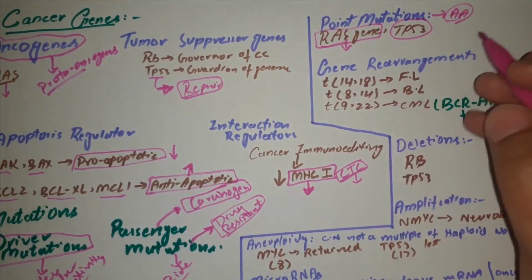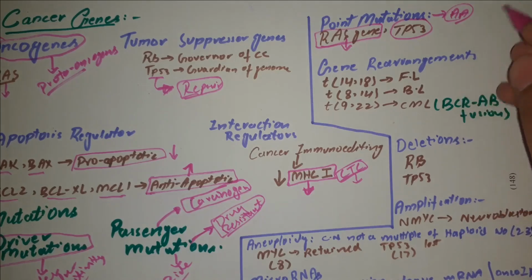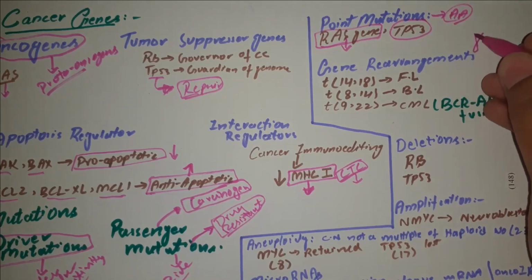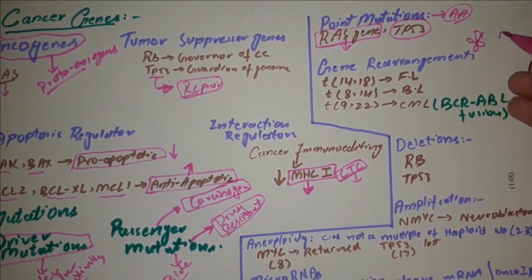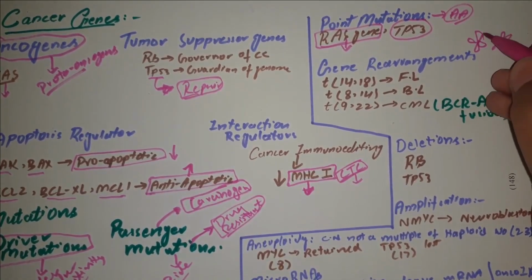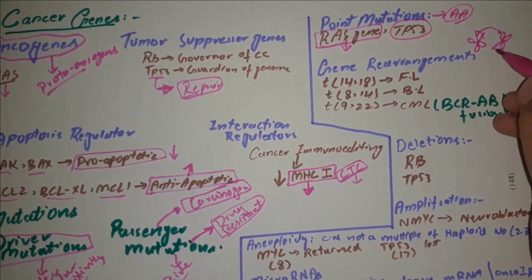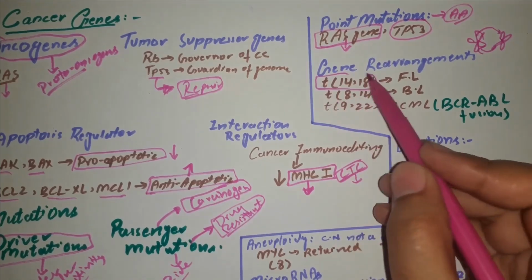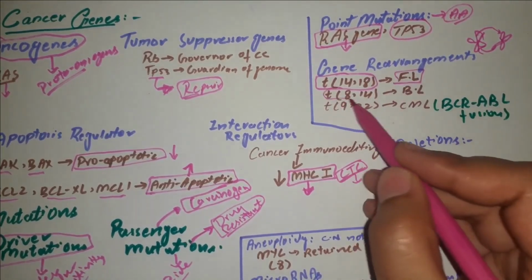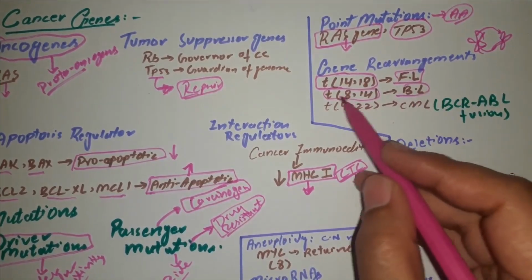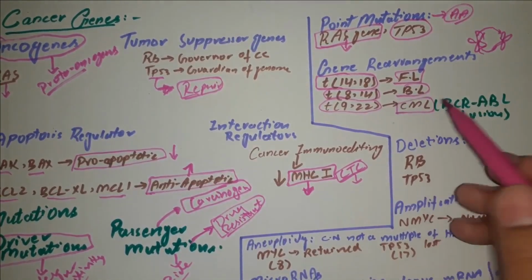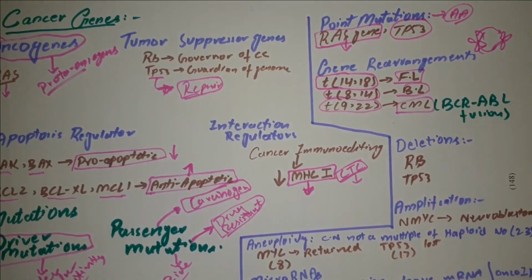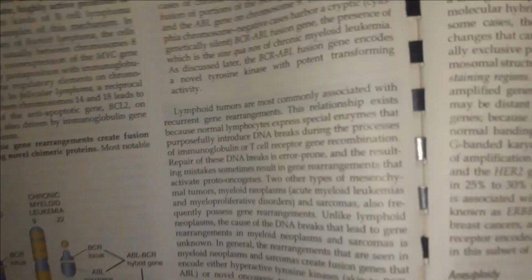And then gene rearrangement. What is gene rearrangement? It is basically a process in which a segment of a chromosome, suppose this is one chromosome and this is another chromosome, moves. What happens in gene rearrangement? One part of this chromosome can move to this one, or this one can move to that one. So these are genetic rearrangements which can lead to the production of tumors. For example, translocation 14-18 occurs in follicular lymphoma, translocation 8-14 occurs in Burkitt lymphoma, and translocation 9-22 occurs in CML or chronic myeloid leukemia, which leads to the BCR-ABL fusion, which we can look at here in the diagram in the book.